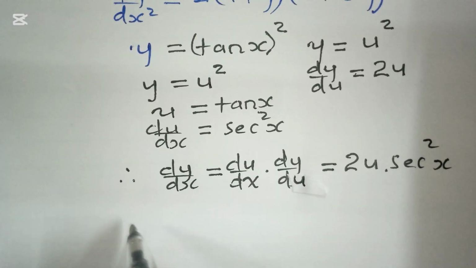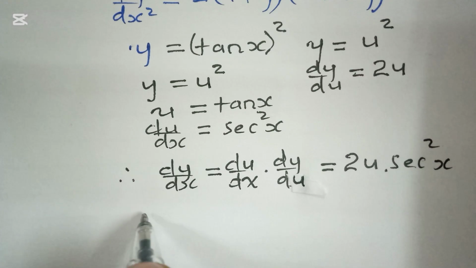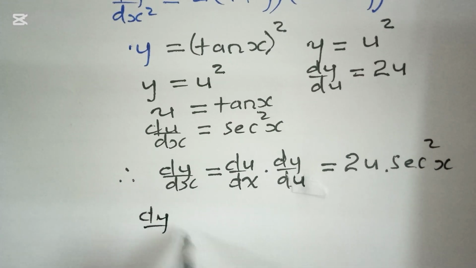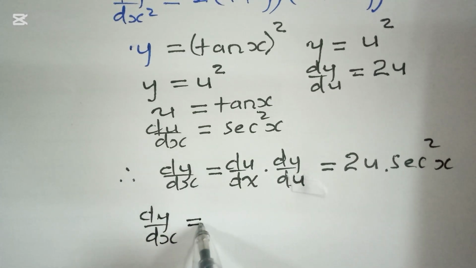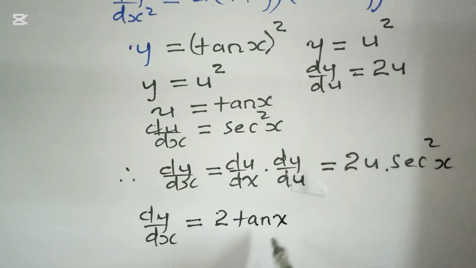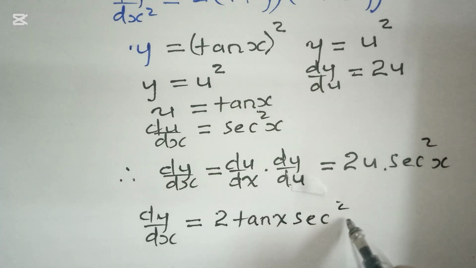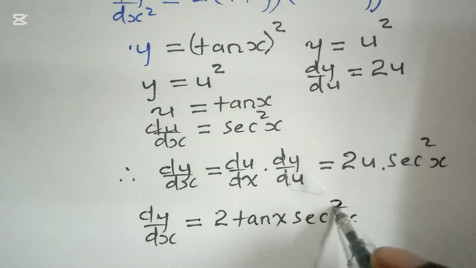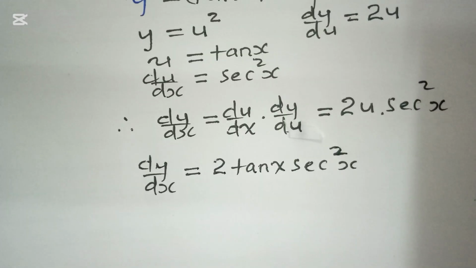So from there guys, we now come and replace for u. u is tan x, so we shall have dy all over dx is equal to 2 tan x sec squared x. So the next thing guys, we come and differentiate once again.